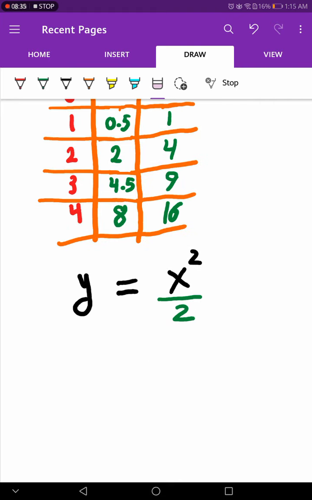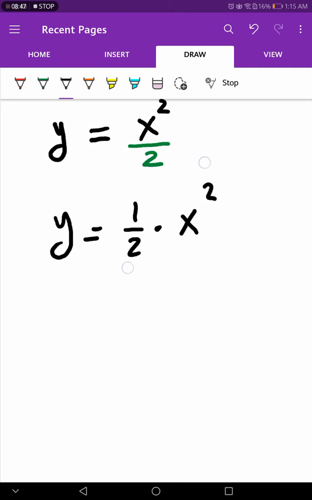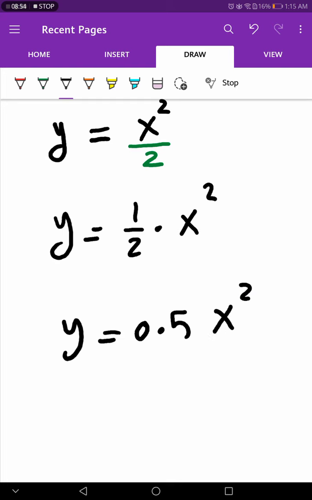My dear student, you can write it like this, or you can write it as 1 over 2 multiplied by x squared, or you can write it in another form, y equals 0.5 x squared. All of them are the same, my dear student.